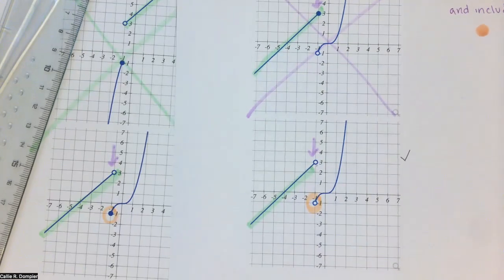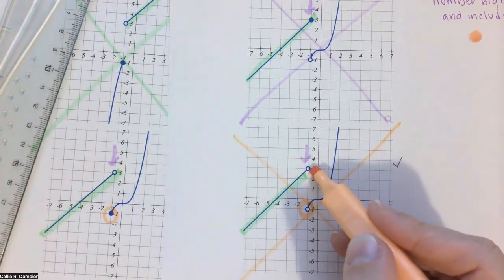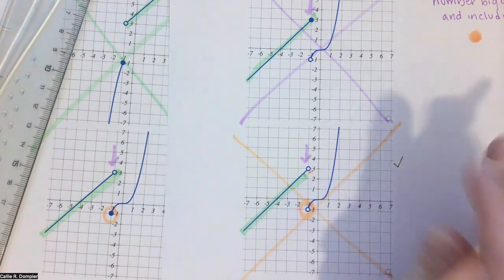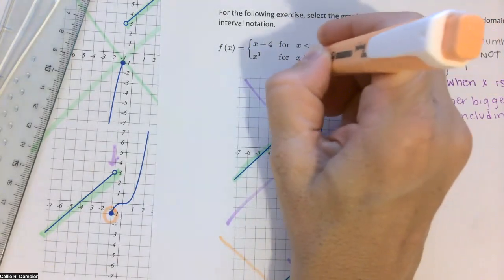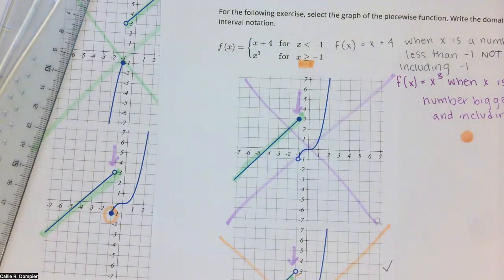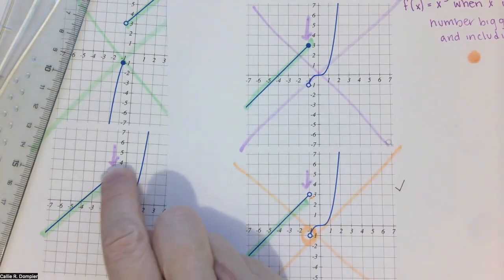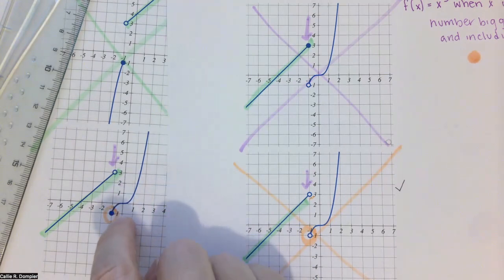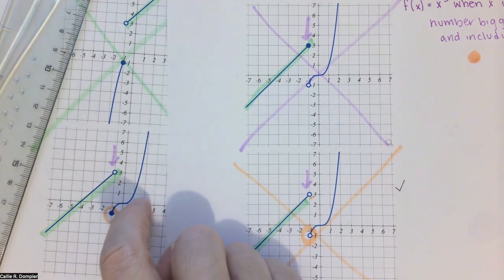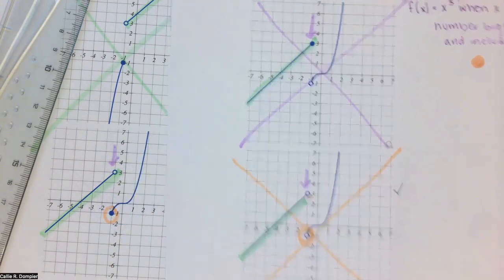Which one is filled in? This one. So this one cannot be the answer because it does not include -1 there. Because of this symbol, this equal sign, we know that this should include -1 for that part of the graph. X plus 4 up until and not including -1, jump down to -1 at x cubed is greater than or equal to -1.